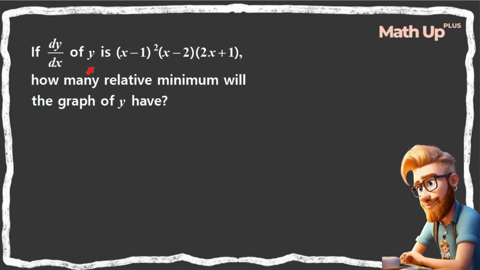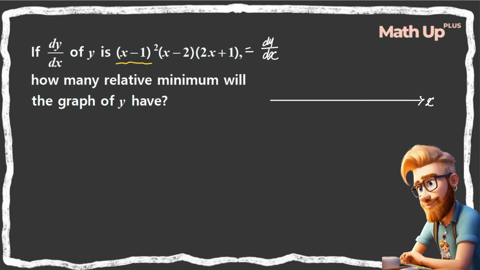If the derivative of y is this, how many relative minimum will the graph of y have? Here dy over dx is given already. So what we have to do is the first derivative test. Let's say this is number line x.